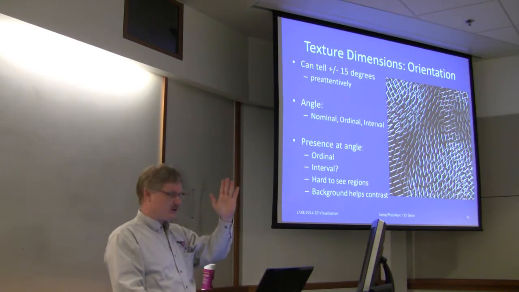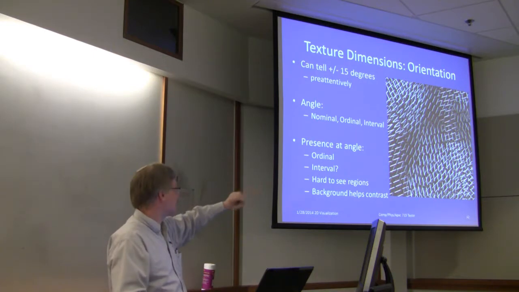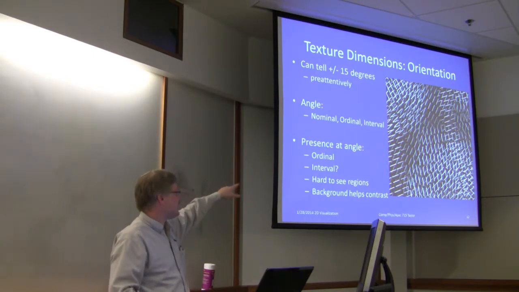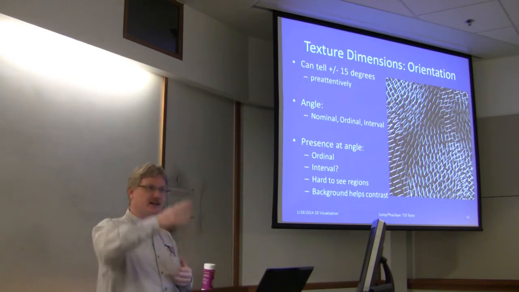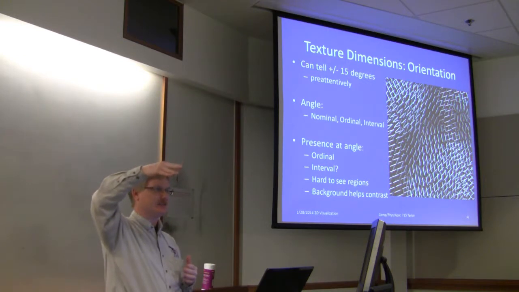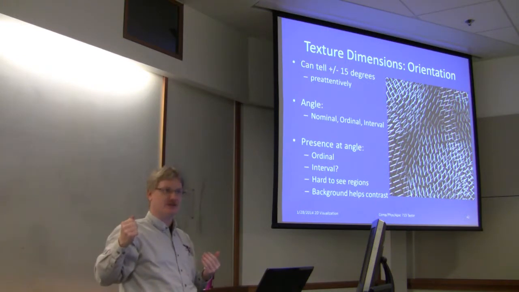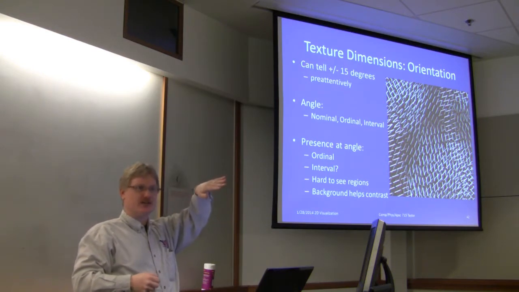So the angle of this texture can be a nominal encoding, it can be ordinal or integral, right? How many degrees of rotation could give you data about what's going on? That's not what's going on in this case. Presence of an angle is what's going on in this case, right? So this is 4 different orientations of data. When there are bright lines at this orientation, that data set is present, and when there aren't, that data set is absent. There's another data set at this orientation, another data set at this orientation, right?